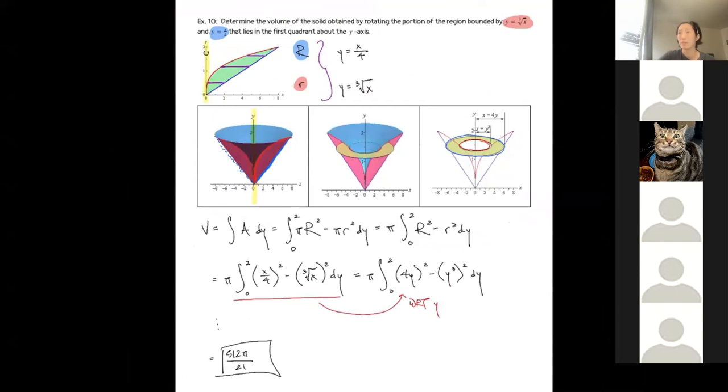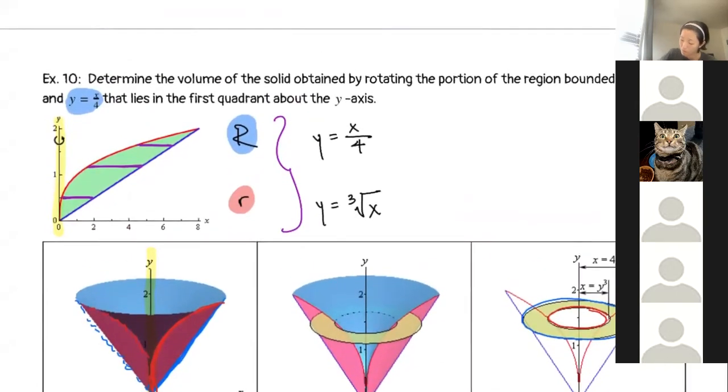Quick question, how did you figure out the top bound? Where did the 2 come from? Well, if we are looking for dy, then we know we should use y values for the bounds. So from the graph, I could say 0 all the way up to 2. But we know that we might need to show things algebraically sometimes.